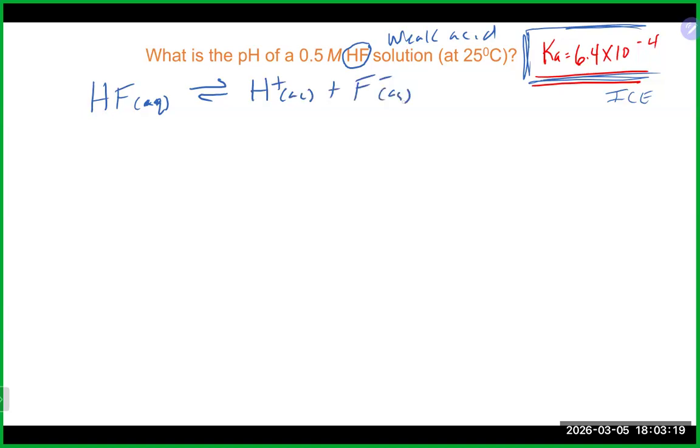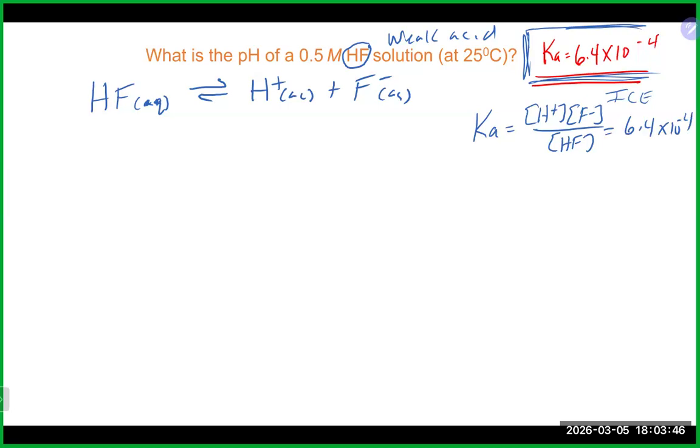Once again, if you did include the water on the left-hand side, instead of H plus, you would get H3O plus. So same deal, doesn't really matter whichever way you want to kind of show it. This is going to give us a Ka expression for this weak acid of the H plus concentration times the F minus concentration divided by HF concentration. That's going to equal our 6.4 times 10 to the minus 4.